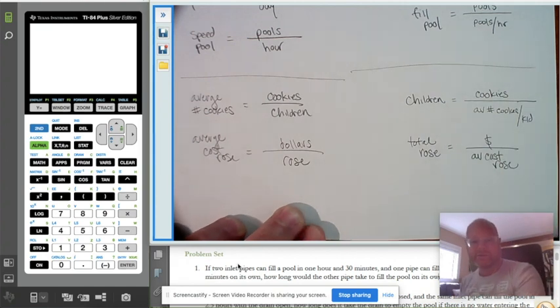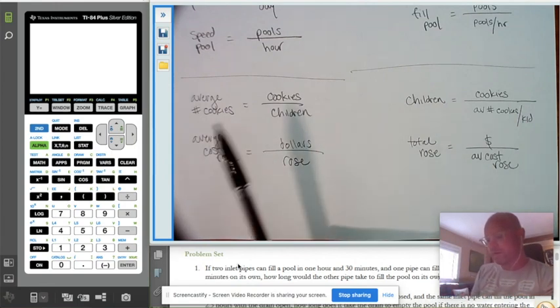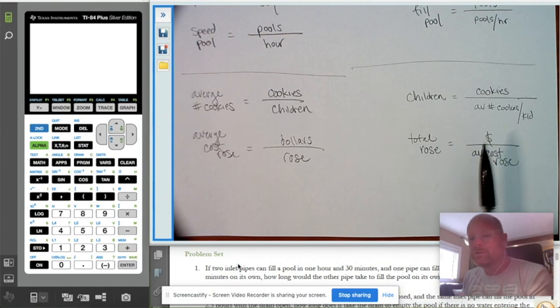All right. So being able to recognize that this is all the same relationship, but sometimes the problem is going to be in terms of a rate, and sometimes in terms of the time. All right, so let's get into it.